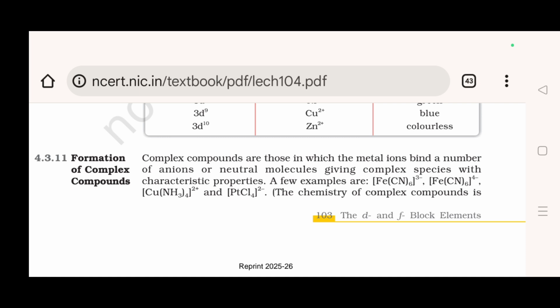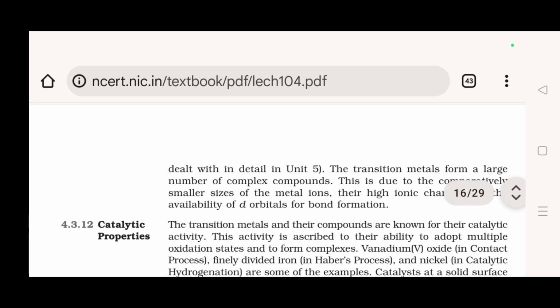Complex compounds are those in which the metal ion binds a number of anions or neutral molecules, giving complex species with characteristic properties. A few examples are [Fe(CN)6]3-, [Fe(CN)6]4-, [Cu(NH3)4]2+ and [PtCl4]2-. The chemistry of complex compounds is dealt with in detail in unit 5.